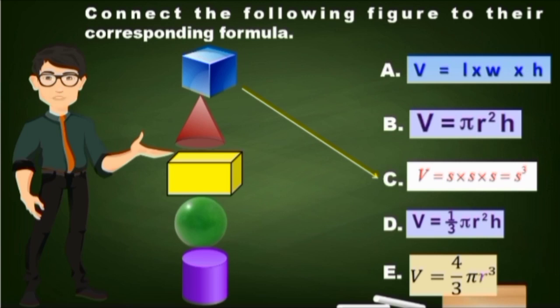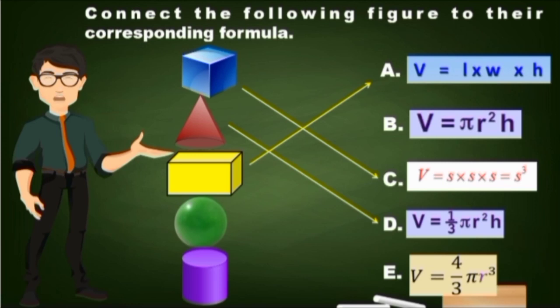Very good. Volume is equal to S times S times S equals S cubed. Next, cone. What's the answer? Right. The answer is letter D. Volume is equal to 1/3 pi r squared height. Next, rectangular prism. What is the answer? The answer is letter A. Correct. Volume is equal to length times width times height.